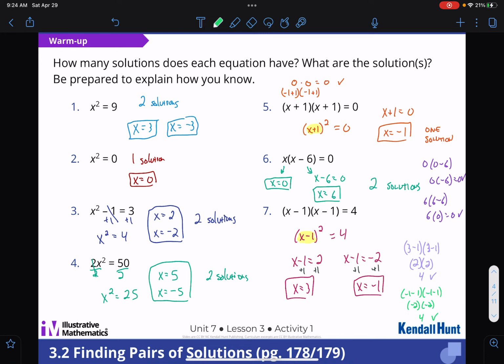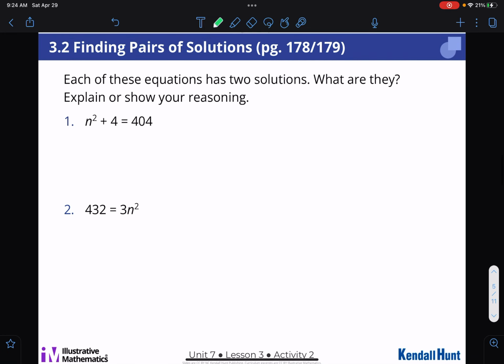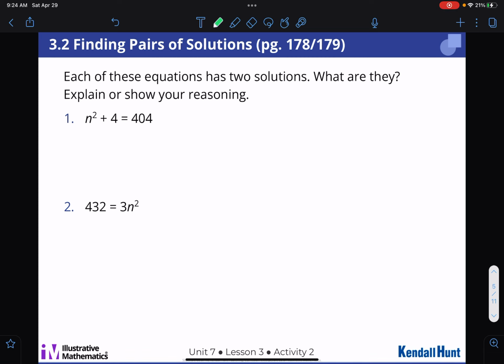All right, so in the next section, we are going to up the ante a little bit. We're going to make these a little bit more difficult. So each of these is going to have two solutions. Let's figure out what they are.